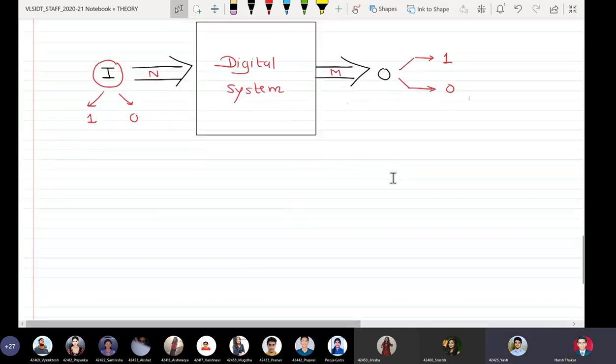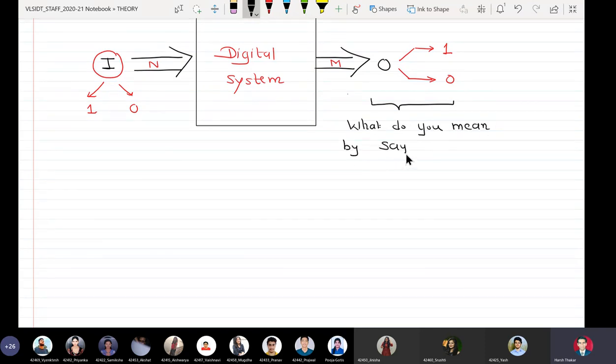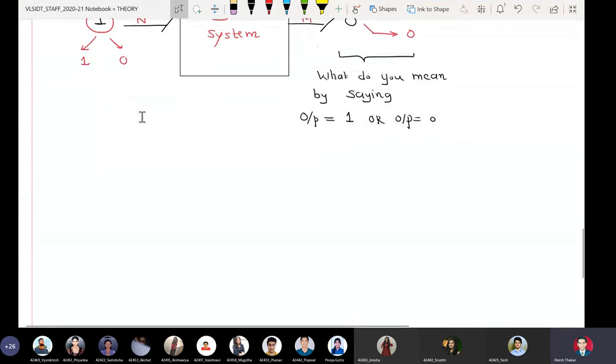Yes, so it's connected to VDD or ground. Correct, that is what I meant to tell. Okay, so what do you mean by saying that output is equal to 1 or output equal to 0? Okay, so this is what we mean.